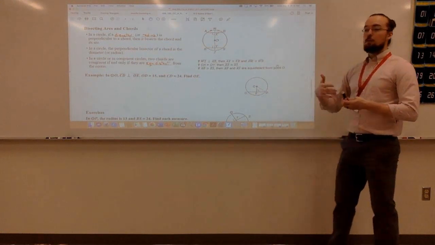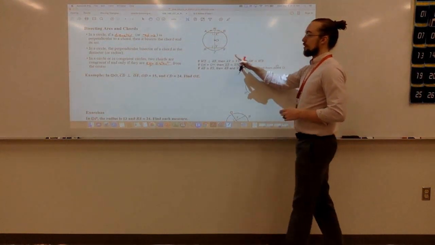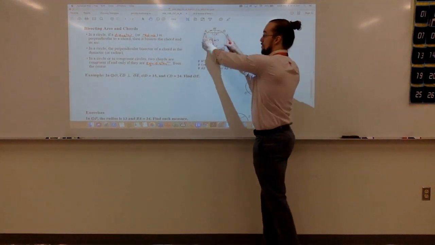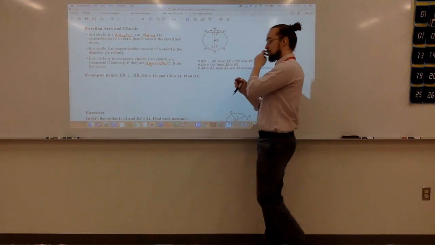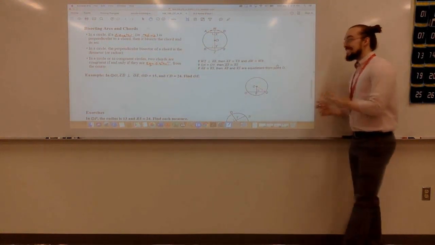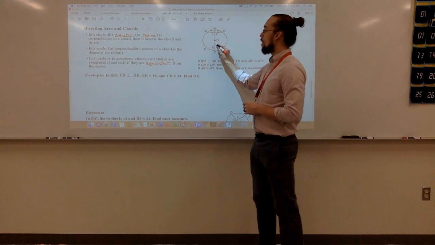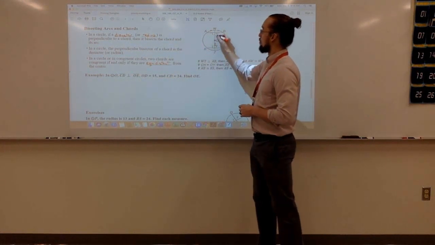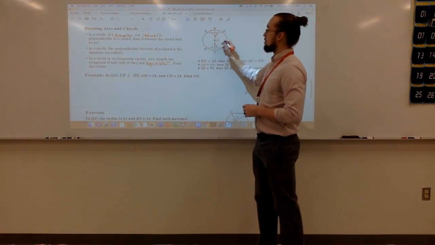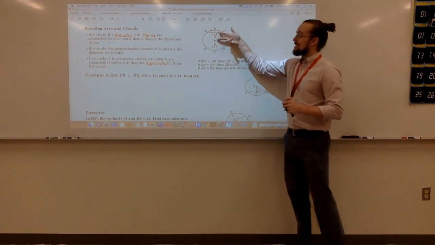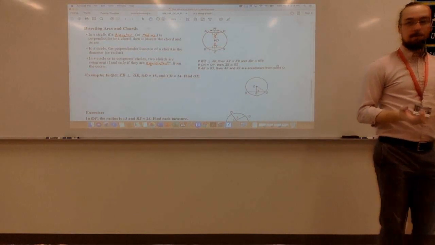So what that also means, if we're looking at this figure, if we know that these two chords are congruent, AB and RS, then their distance from the center is the same. So I can say that OY and OX, those distances, would be the same. If these chords are congruent, their distances from the center are the same.